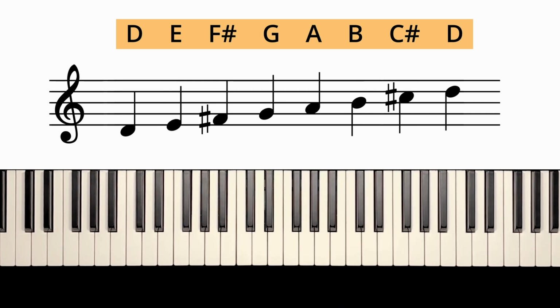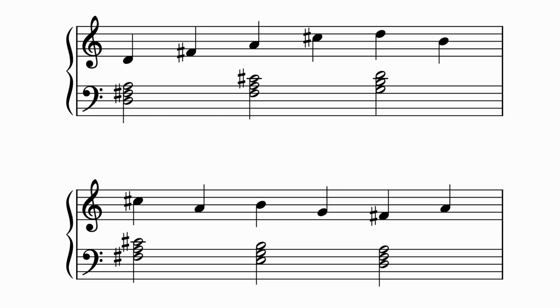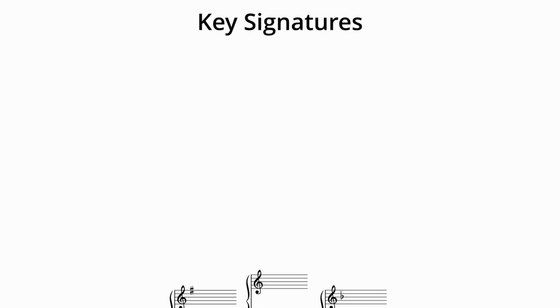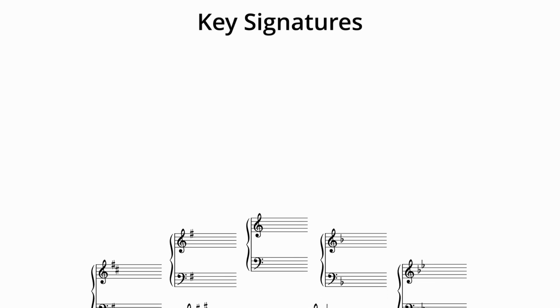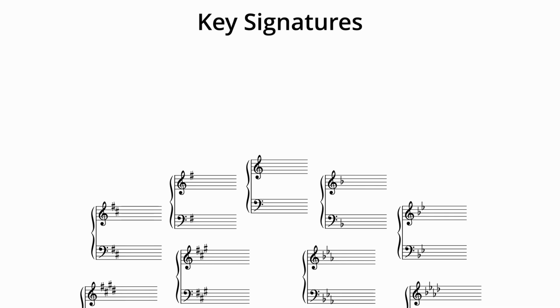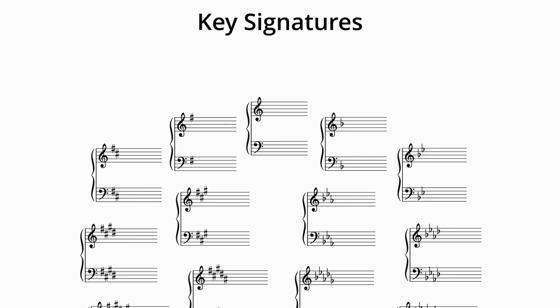Now, if a piece of music is in the key of D major, of course it would be kind of redundant to place sharp symbols in front of every single C and F. To simplify this, we use key signatures, a set of sharps or flats placed at the beginning of each staff, right after the clef.